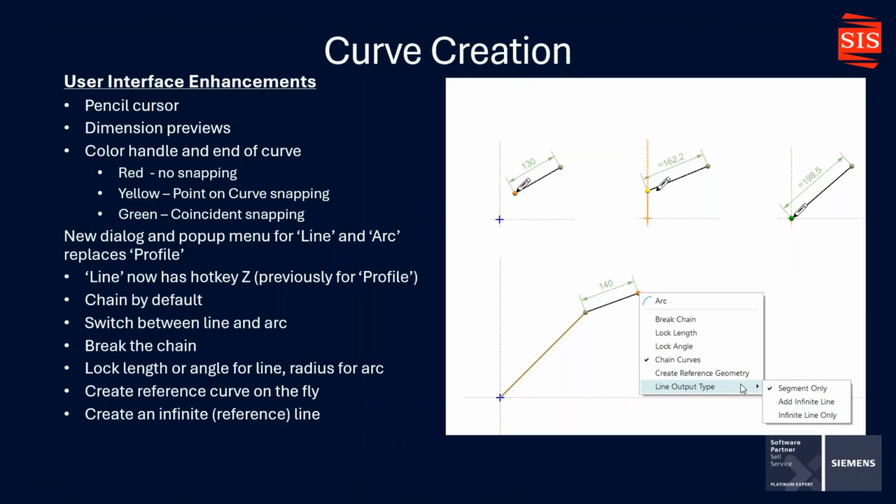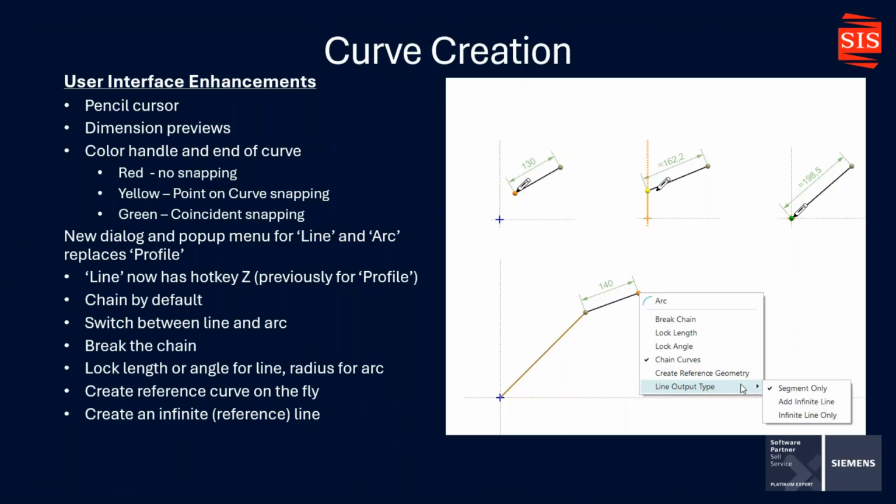The other cool thing is that they gave the hotkey letter Z to the line command. So that was the hotkey previously for profiles. So it's going to look and feel just like you did before. You go into a sketch, you hit Z, you're off and running, creating a sketch profile, and you're in the chain mode. So you have this nice pop-up menu where you can switch in between. You have a lot of tools where you can break the chain. You can lock the length or the angle of a line, or lock the radius of an arc.